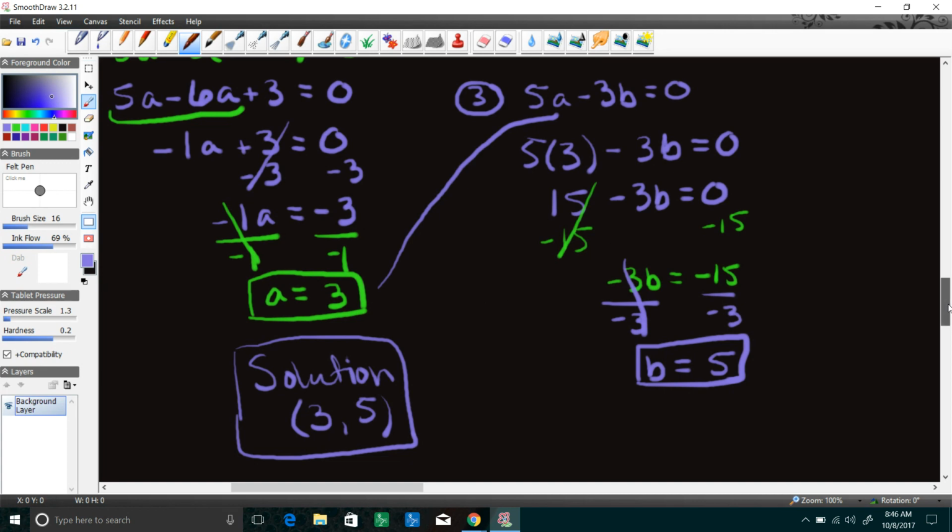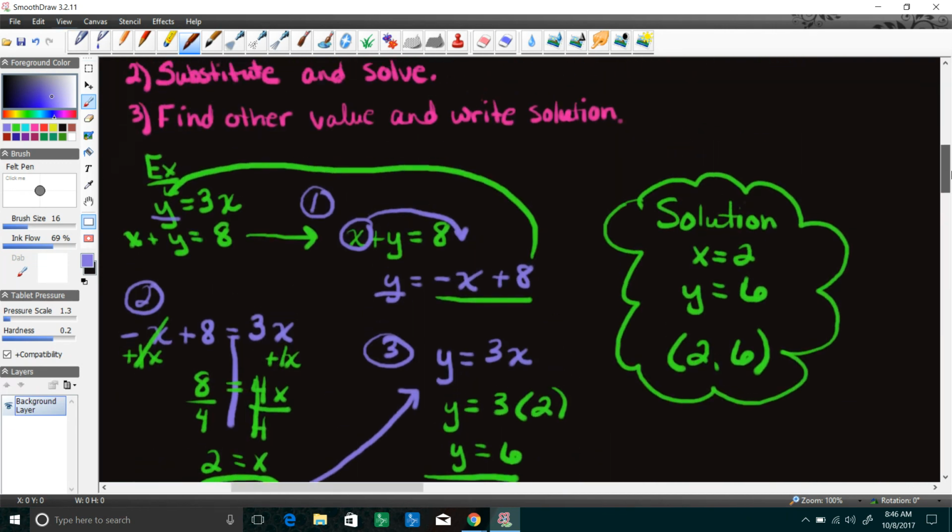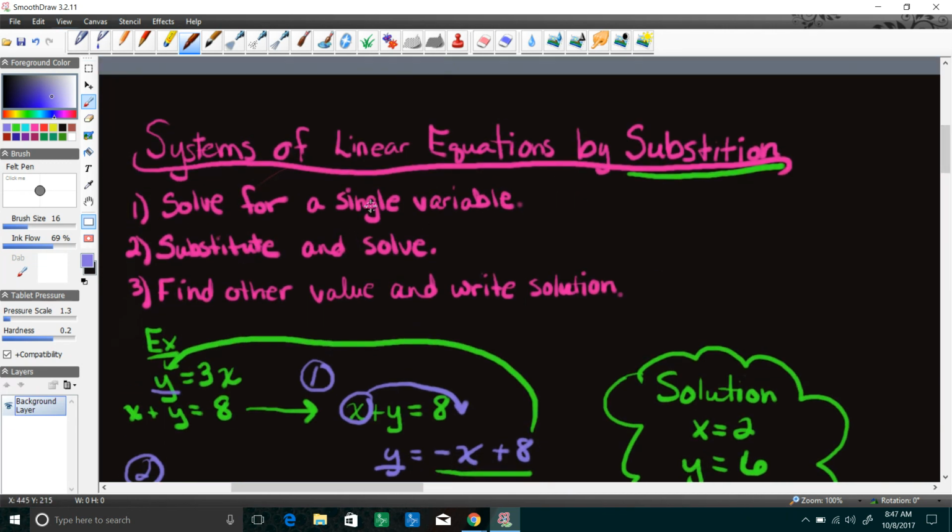So just a really quick review. Step number 1, you solve for a variable, whether it be x, y, a, b, whatever the letters are in the system. Step number 2, we substitute the expression. So whatever you got equal to, like in this one, the negative x plus 8, we substitute it back into the other equation. If you want to add that here, the other equation. Not necessary, but just extra notes.